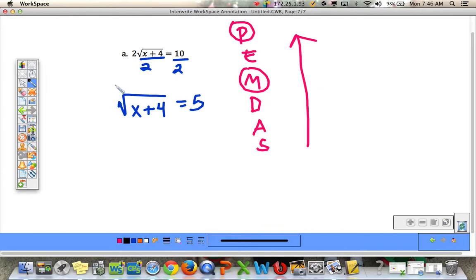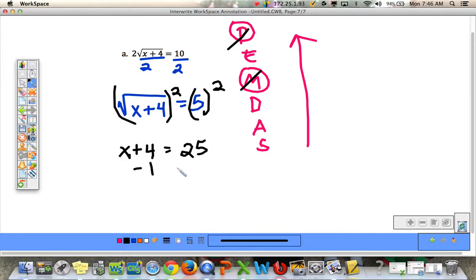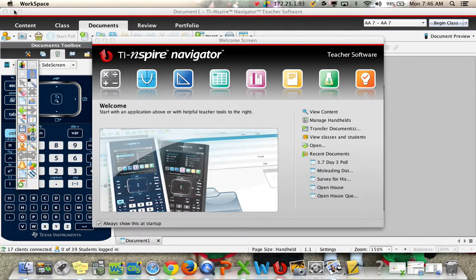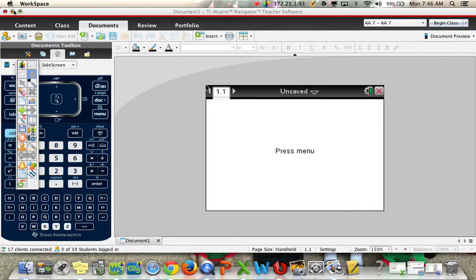How do we get rid of a square root? We square it. So we'll square this guy too. And we'll have x plus 4 equals 25. Subtract 4 from each side. And x equals 21. This one we have one answer. We can check our answer by plugging in. 21 plus 4 is 25. The square root of 25 is 5. 5 times 2 is 10. So that works.